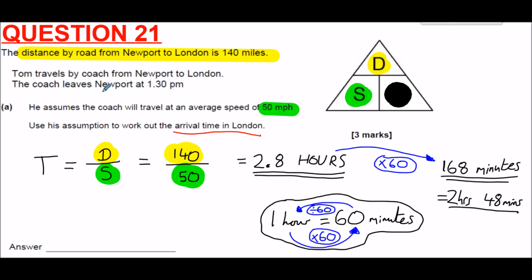So the coach leaves Newport at 1:30, so it leaves at 1:30. If we think about what time it would be in 2 hours time, because 168 minutes is 2 hours and something, in 2 hours time the time would be 3:30. I'm going to give you another way of doing this in a second, so just bear with me. So in 2 hours, the time would be 3:30.